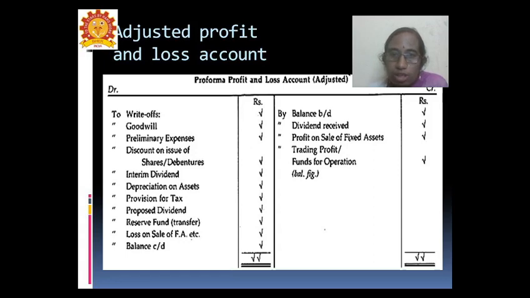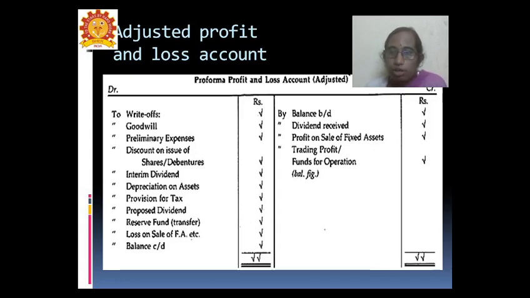So on the debit side, we have to show the expenses, the write-offs about the goodwill, the preliminary expenses, discount on issue of shares or the debentures, whether there is an interim dividend that is going to be paid, depreciation for the assets, whether there is a provision for taxation, proposed dividend and other reserve funds. And then after coming to the credit side, we have the opening balance. This profit and loss opening and closing balance will be shown in the balance sheet.